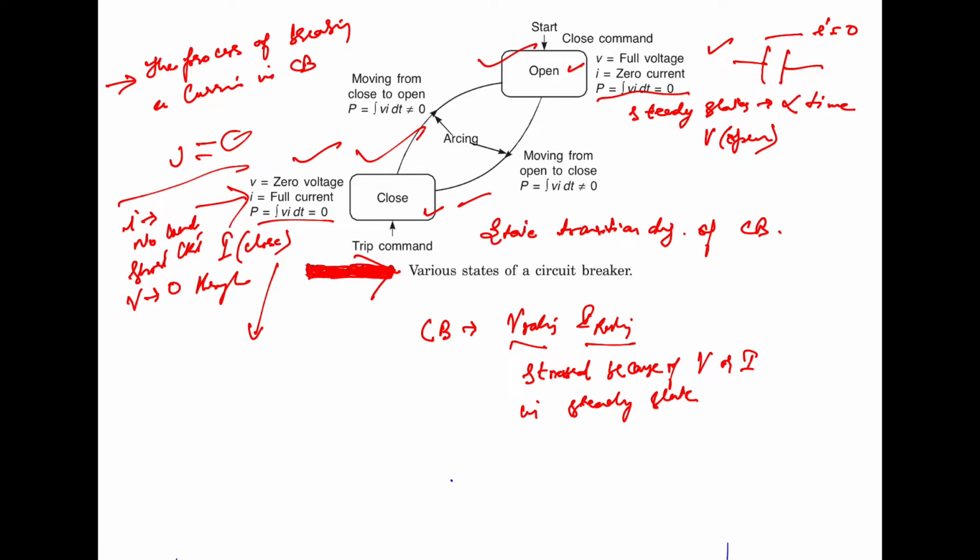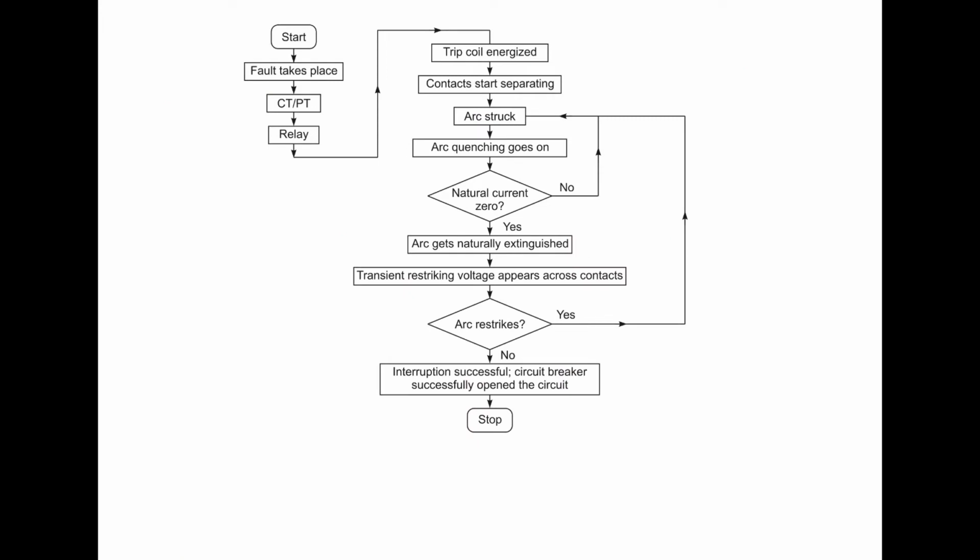Now, let us discuss the detailed circuit breaker operation from the instant the trip coil is energized until the successful operation of the circuit breaker, with the help of the figures. Now it shows the basic flow chart of circuit breaker working.